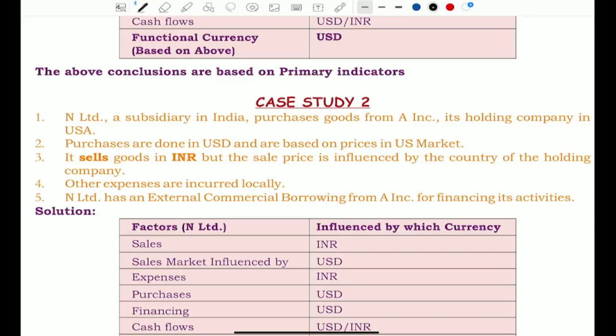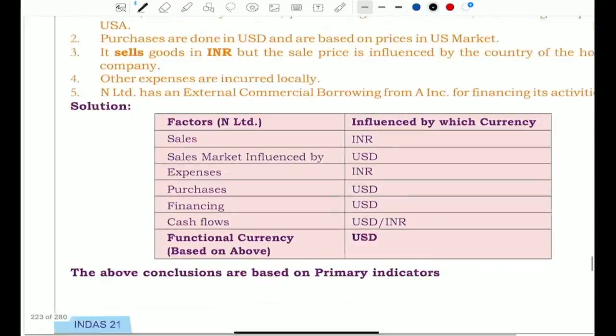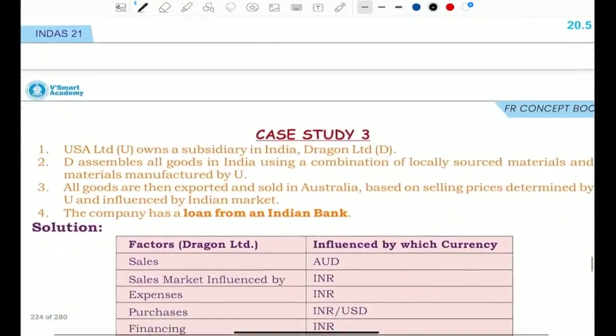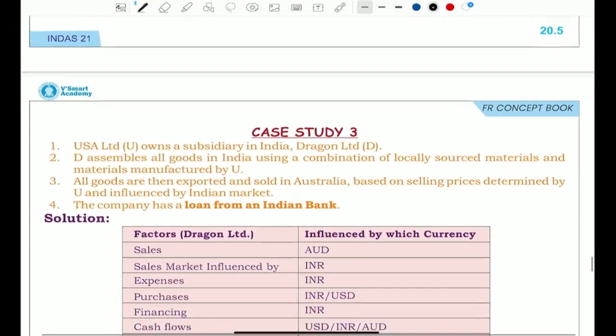I told you, don't look into the denomination. Look into the influence affecting the price. Which currency is affecting the sale price? US, influenced by the country of the holding company. Understood or not? Okay. Other expenses are incurred locally. Commercial borrowing from A Incorporation for financing activities. Which currency is it? USD is the functional currency. Okay, fine. Next.